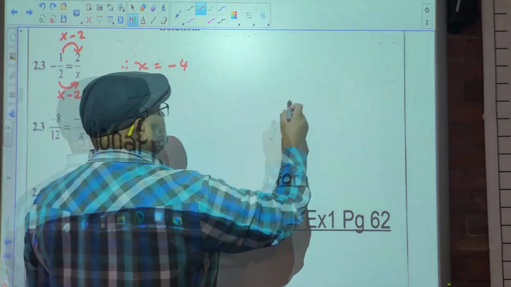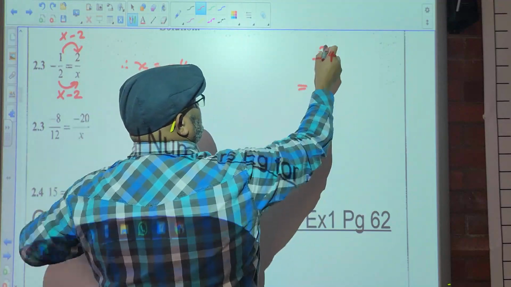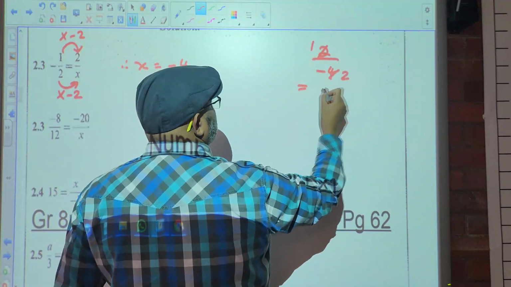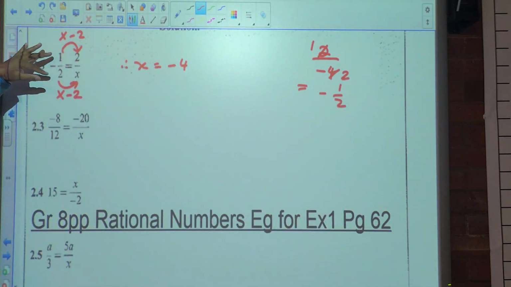Okay, so for those of you looking a bit confused, I got 2 over x, which is negative 4. 2 goes into 2 once, 2 goes into 4 twice. So it's negative half. Did you see that, people? You guys understand? Right, let's look at the next question.